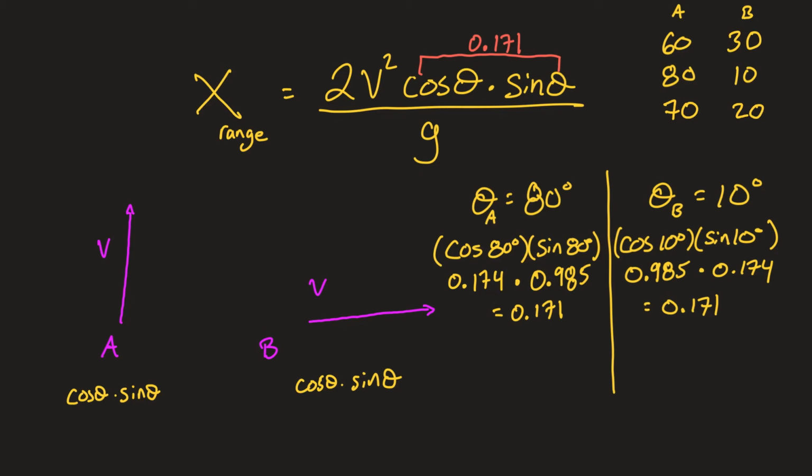You'd still find that you'd get the identical ranges between the angles. So a 70 degree launch would give you the same horizontal range as a 20 degree launch. What's the pattern? Well, if you add them up, you get 90 degrees. That's pretty cool.